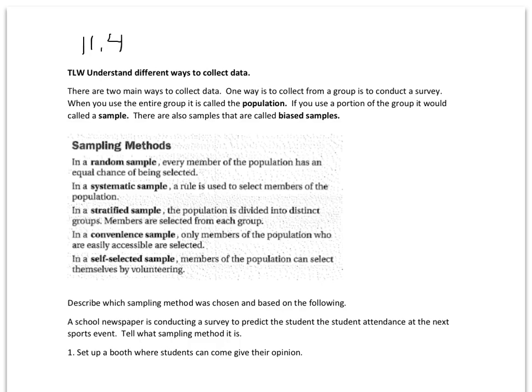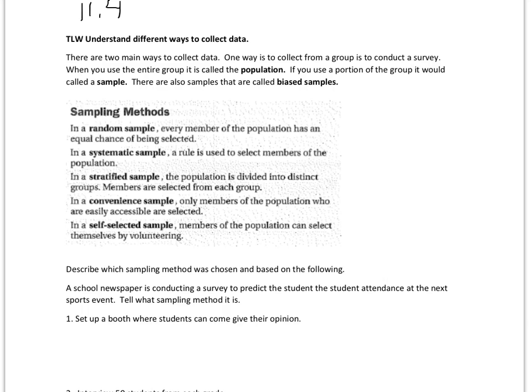Now, if you use a portion of a group, it's called a sample. There are a few methods that we'll talk about, but there also can be biased methods. So, let's take a look at these sample methods. In a random sample, every member of the population has an equal chance of being selected. An example is my random name generator that I have to call on people in class.